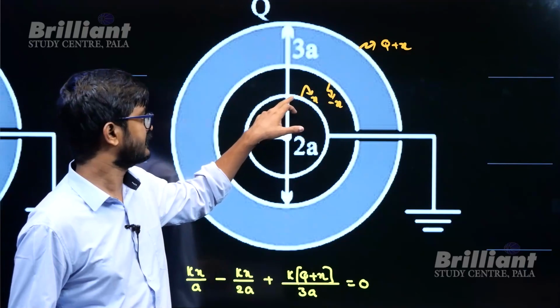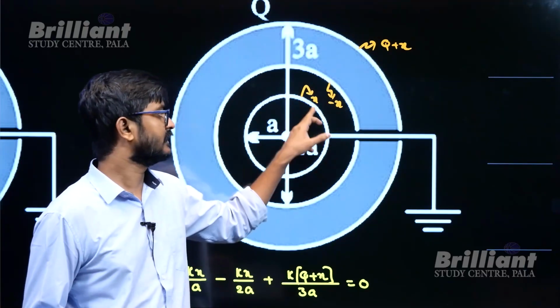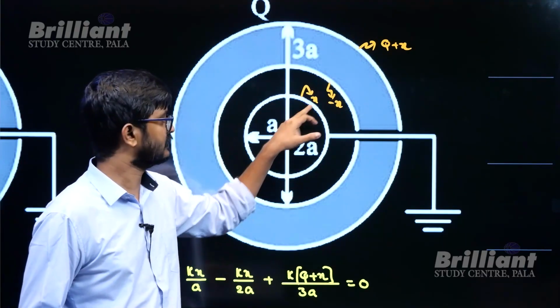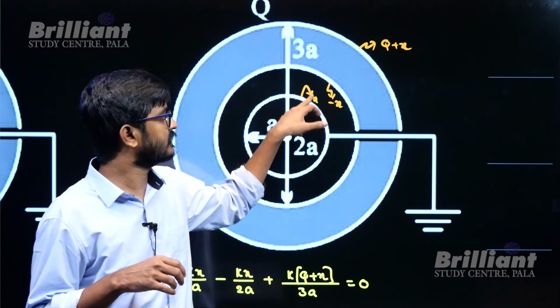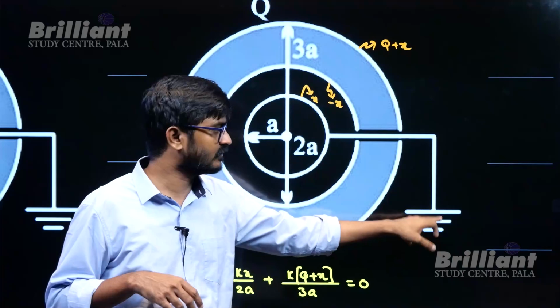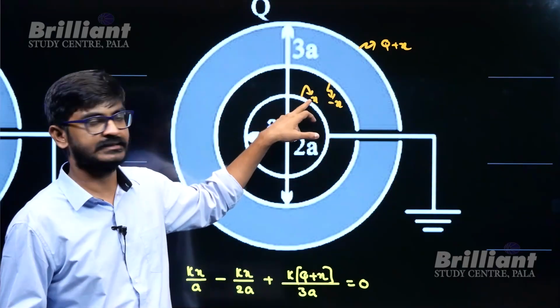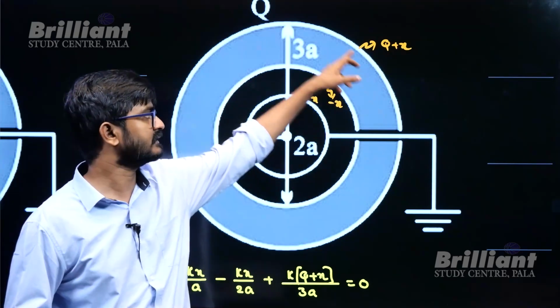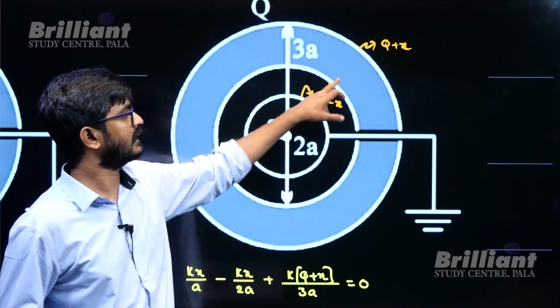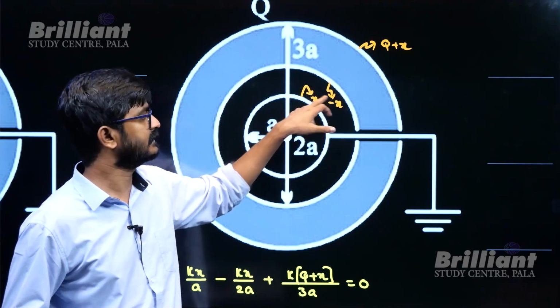See, when I take a Gaussian surface in the material of the conductor, electric field is 0, so flux will be 0, so charge enclosed will be 0. So on the inner side there will be 0 charge. On the outer side I don't know how much charge there is because it is grounded. Ground can give any charge, so I am assuming this as x. If this is x, this is going to be x because I can go with the same Gaussian surface. Total flux will be 0, so charge enclosed will be 0. So if this is x, this will be minus x.